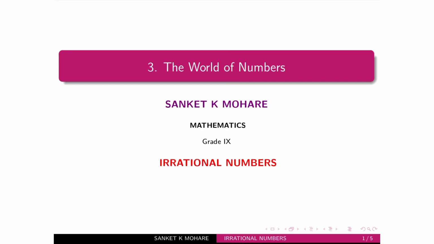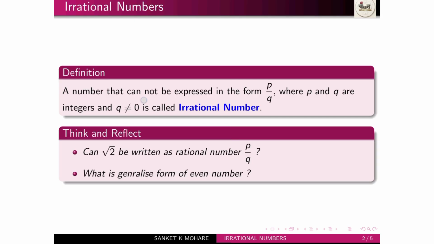Chapter number 3, The World of Numbers. Today we will discuss irrational numbers. So let's have the definition of irrational numbers. A number that cannot be expressed in the form of p by q, where p and q are integers and q is non-zero, is called an irrational number.